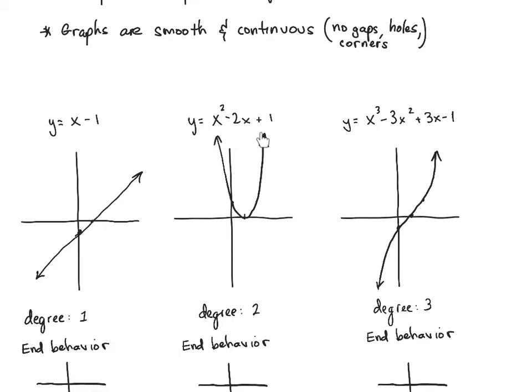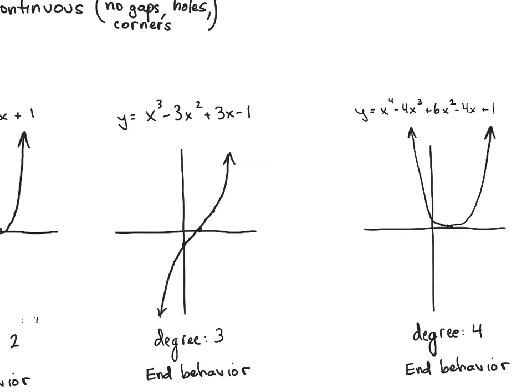Now this one here, this is a quadratic. It's called a quadratic function, but it's a type of polynomial. So this is a polynomial function, and because the highest exponent of the variable here is 2, this is considered a degree 2 polynomial. Here we have a degree 3, and here we have a degree 4. So these are all just examples. And what I mean by smooth and continuous, you can see that there are no breaks or gaps or holes or sharp corners in any of these graphs here.